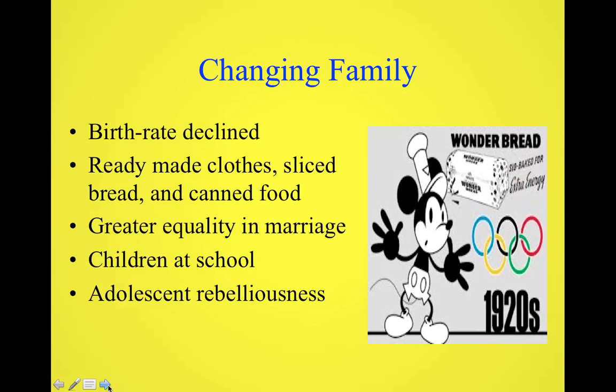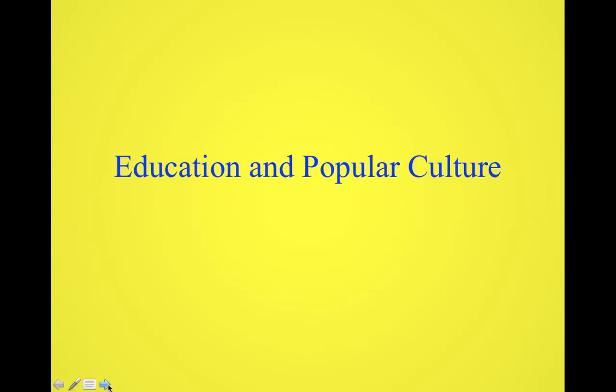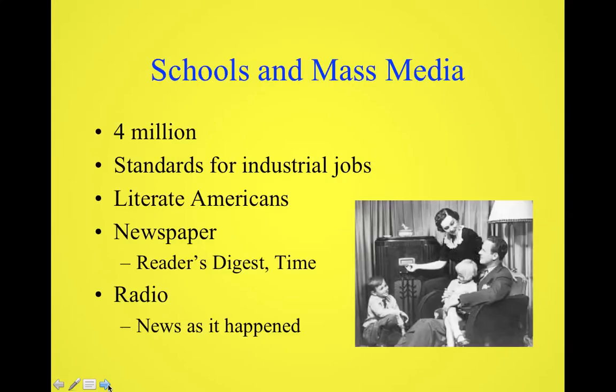When they're socialized by their peers, we see adolescent rebelliousness grow. That will be supported by the growth of popular culture seen through entertainment during this time as well. Education and popular culture: by 1914, approximately 1 million American students attended high school. By 1926, about 4 million. The educational standards were based on the industrial jobs that were present during this time.